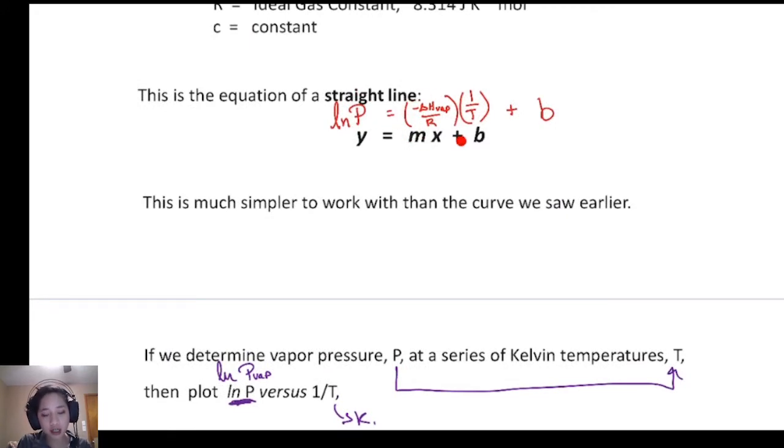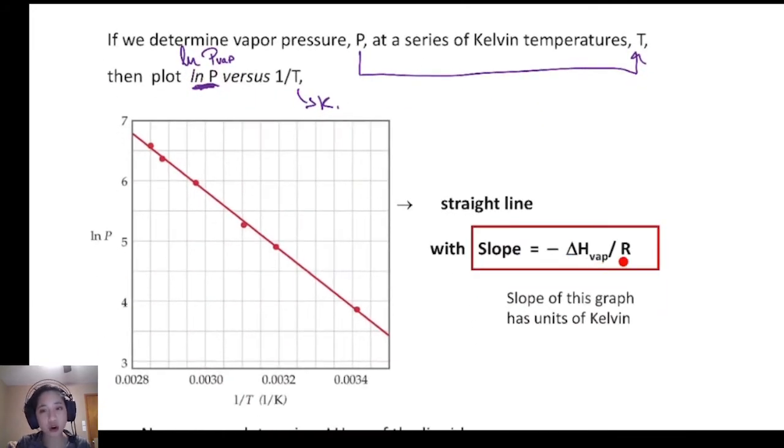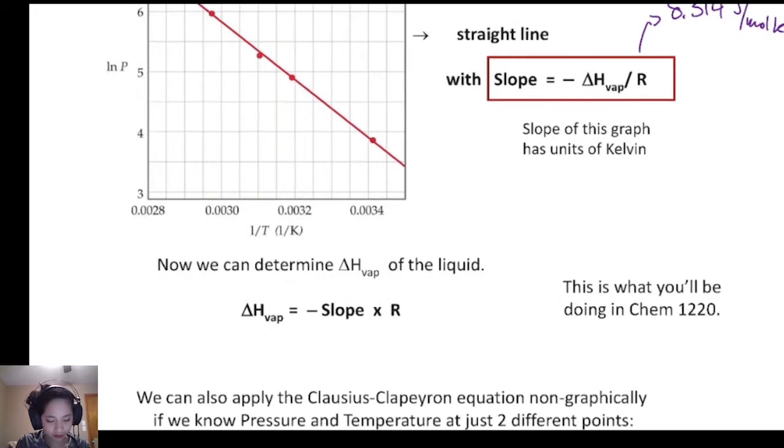The slope of our straight line, as long as we plot ln of P versus 1 over T, so y versus x, is equal to negative delta H vap over R, where R is 8.314 joules per mole Kelvin. This is great. We could take a sample, put it in a closed container, measure a bunch of vapor pressures at a bunch of different temperatures, and if we plot it, we can get a thermodynamic quantity from that. Isn't that great? I think so.